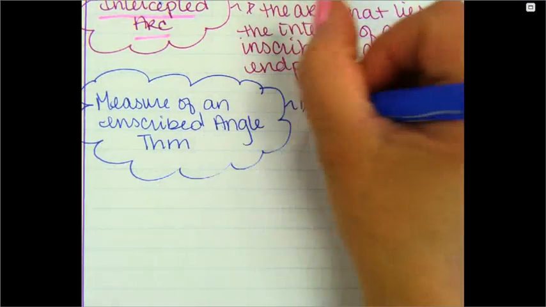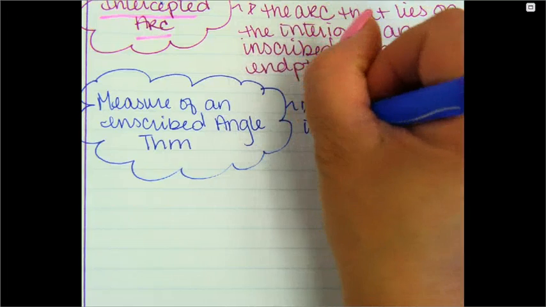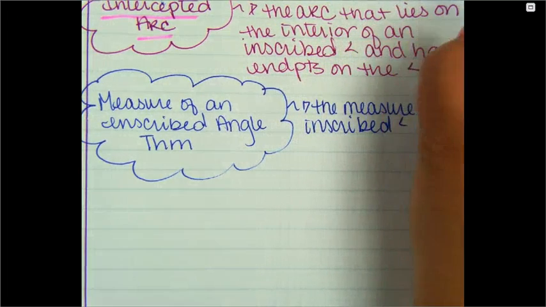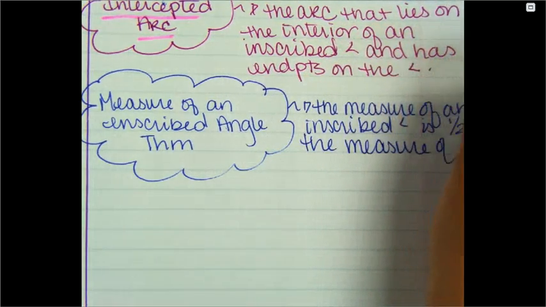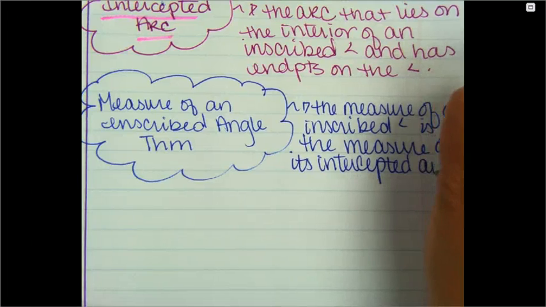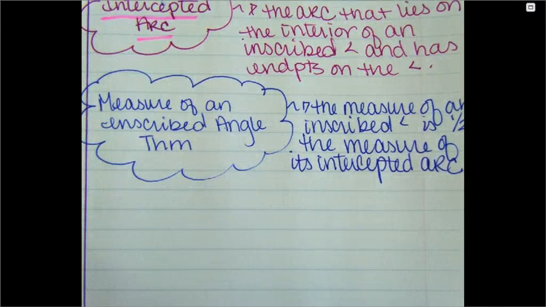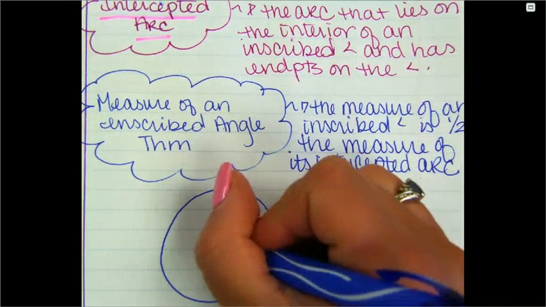Okay? So what the theorem says, it says the measure of an inscribed angle is half the measure of its intercepted arc. So the measure of an inscribed angle is half the measure of an intercepted arc. So make a note, what's bigger, the angle or the arc? The arc. Because anytime you see 1/2, you guys forget which way the 1/2 goes. So here's circle C.